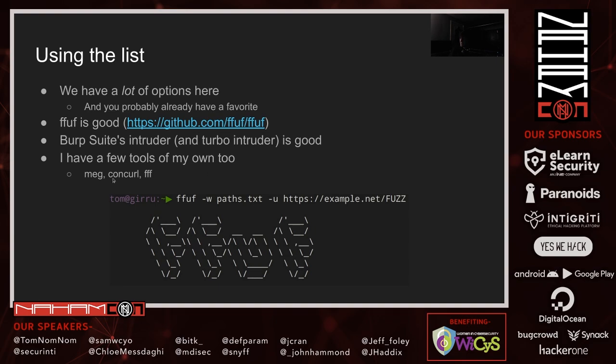So I have Meg, which has been around for quite a while, and has some shortcomings, but I think is still useful. Concurl, which is designed for running curl in parallel or concurrently, hence the name. And then something I've been playing with more recently called FFF, which stands for the fairly fast fetcher. I apologize for the name of that and how close it is to ffuf, but I think I named it before I was familiar with ffuf, and it's just kind of stuck with me, and I haven't thought of another name for it yet, but we'll see it in action later on anyway.